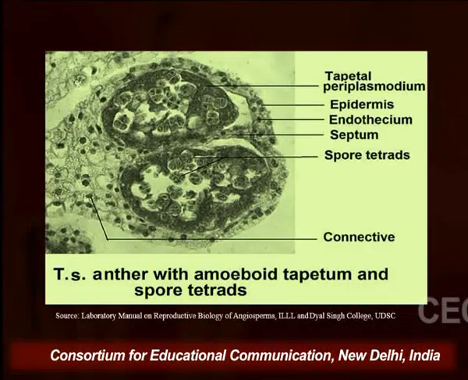In this particular picture, you can see a transverse section of an anther with amoeboid tapetum, and this amoeboid tapetum, which is darkly staining here, you can see it is engulfing these spore tetrads. So, you can see the spore tetrads which are present in the microsporangial cavity, and these microspores are engulfed by the tapetal periplasmodium. So, what is happening here is the tapetum has lost its own position and it has moved into the anther locule, and this is a characteristic feature of amoeboid tapetum.